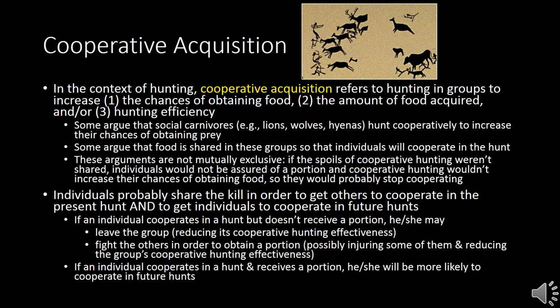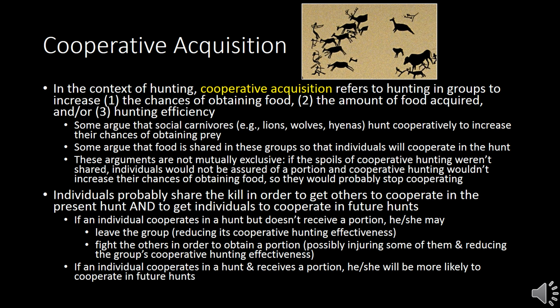There's some debate over whether individuals share the spoils of the hunt in order to get others to cooperate in the present hunt, or whether they share the spoils of the hunt in order to get individuals to cooperate in future hunts. But the answer is probably a little of both. If an individual cooperates in a hunt and doesn't receive a portion of the kill, he or she may leave the group, thereby reducing its cooperative hunting effectiveness. Or he or she might fight the others in order to receive a portion, possibly injuring some of them, which again reduces their hunting effectiveness.